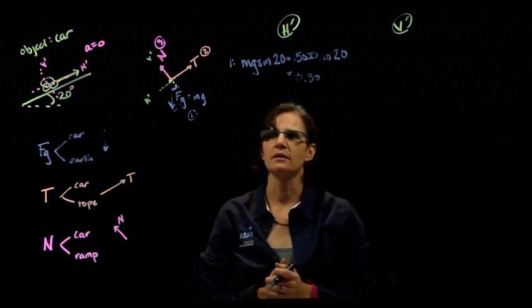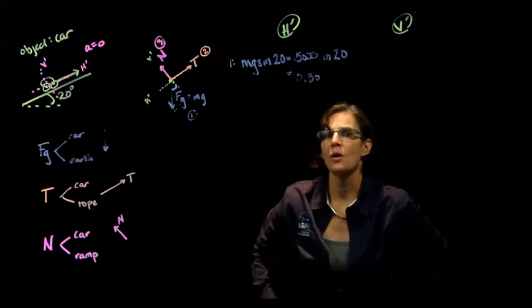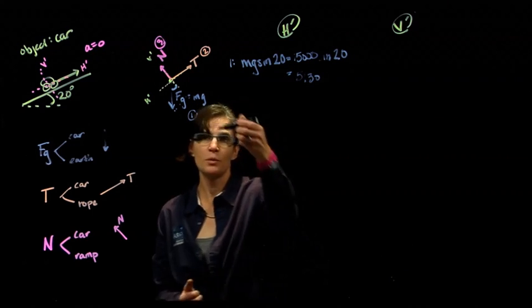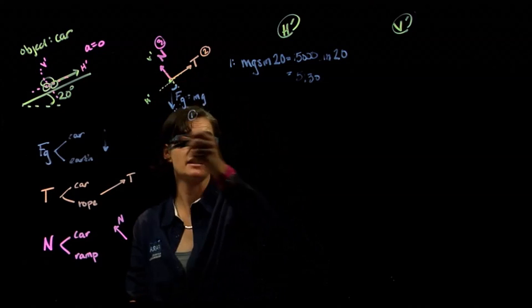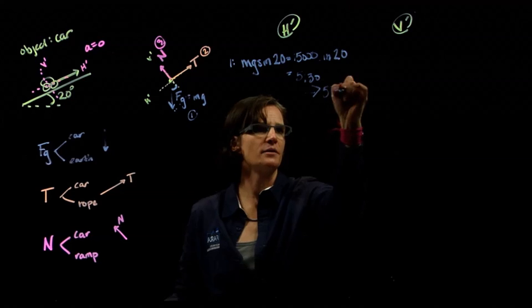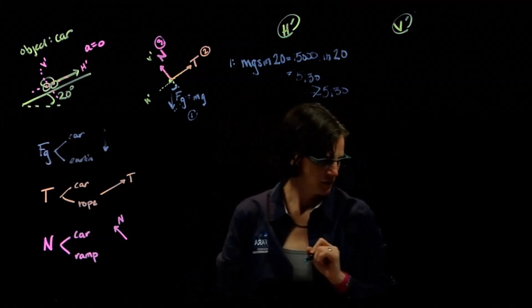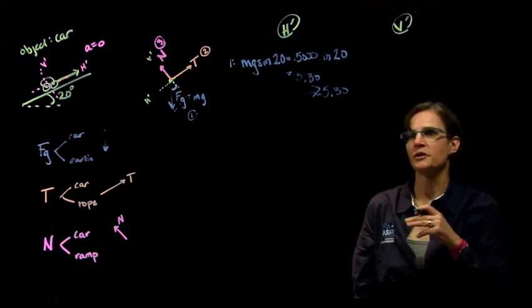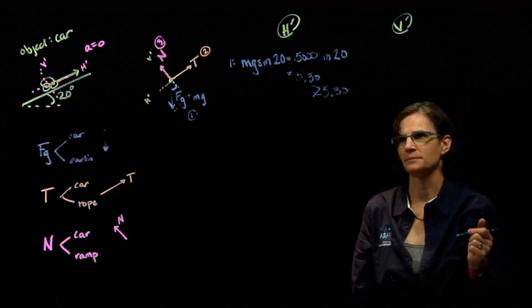That's a positive value. Is the horizontal component a positive value? No, it's pointing in the negative direction of that component. So I need to recognize that this is 5,130 in the negative direction.